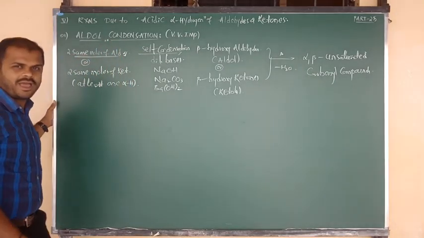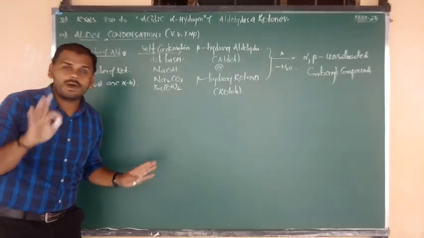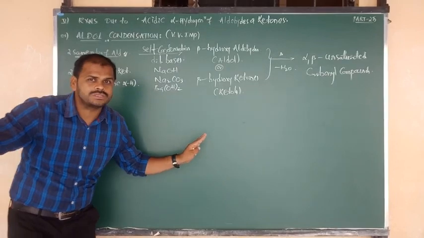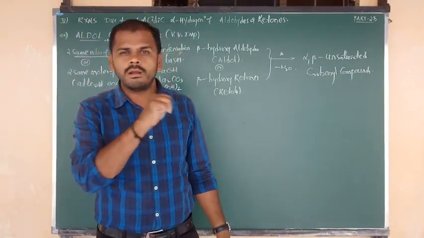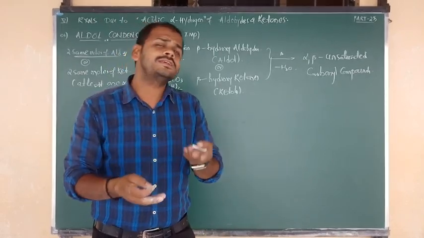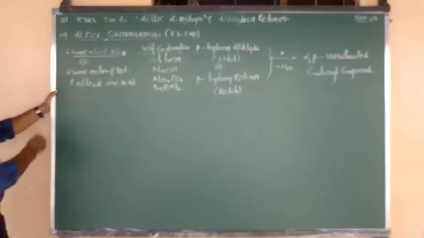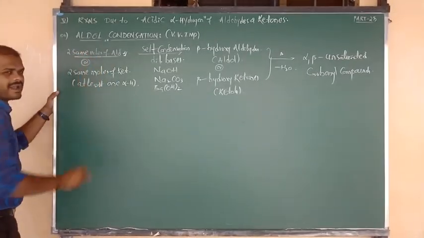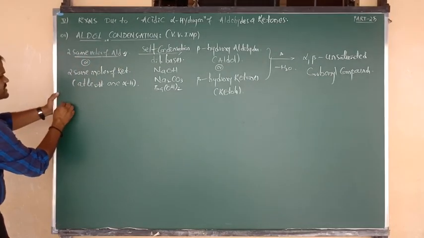Suppose, just now I have told you, which aldehyde contains alpha hydrogen? Formaldehyde does not contain alpha hydrogen, which means formaldehyde never undergoes aldol condensation. So go for the next aldehyde, that is acetaldehyde. So now I am going to consider acetaldehyde. 2 same moles of acetaldehyde means we have to take 2 moles of acetaldehyde.